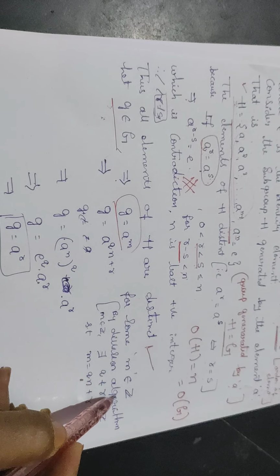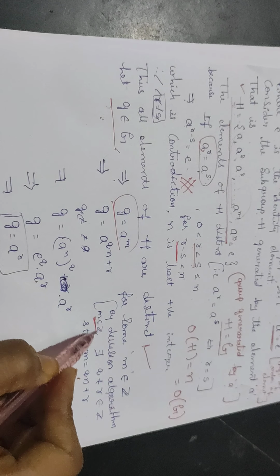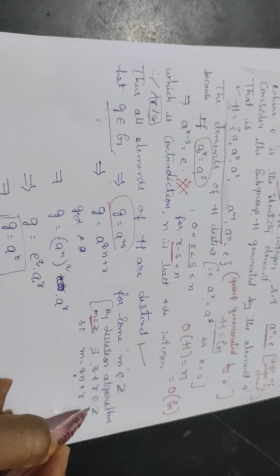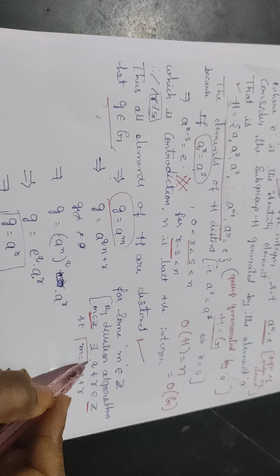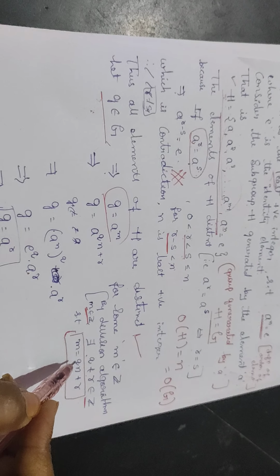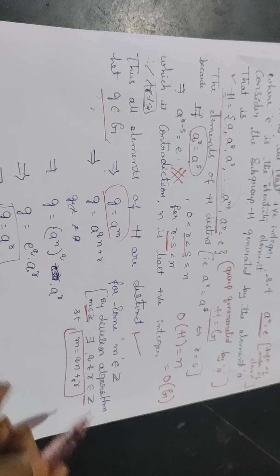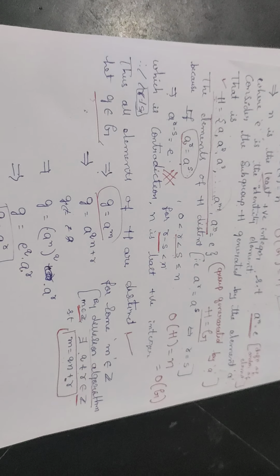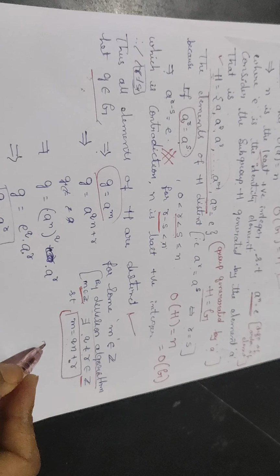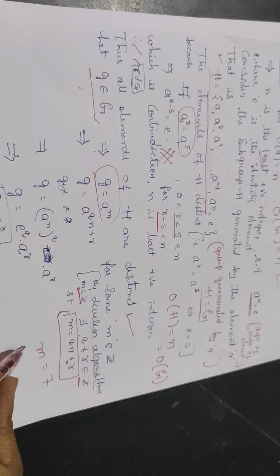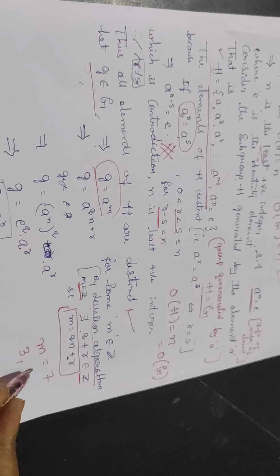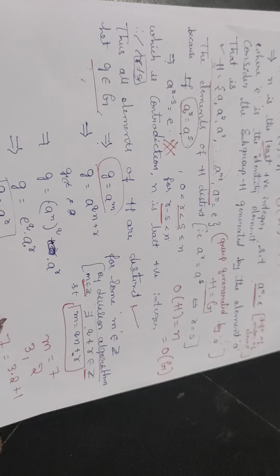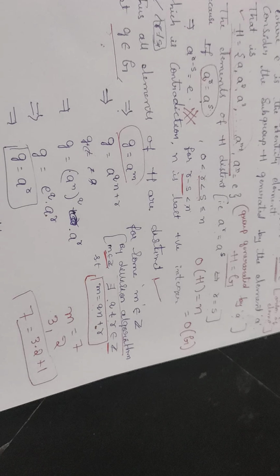Now by the division algorithm, for m belongs to Z, if m is an integer, then there exist q and r belonging to the integers such that m can be written in this way: m is equal to qn plus r. This is by the division algorithm. For example, if m is equal to 7, then there exist 3 and 2 such that 7 is equal to 3 into 2 plus 1. So this is what the division algorithm is.